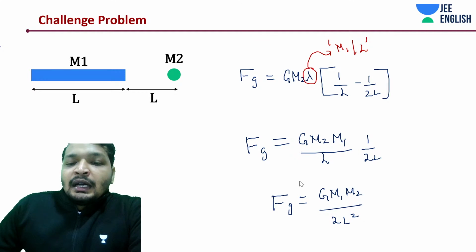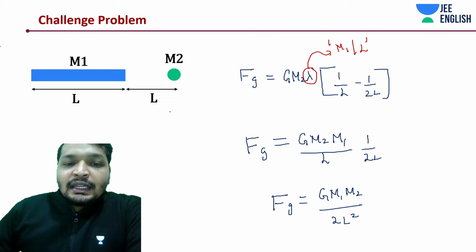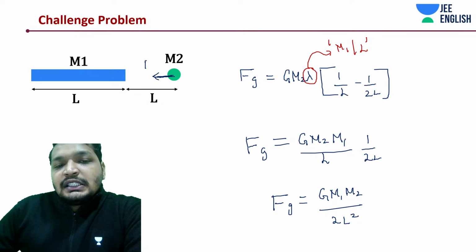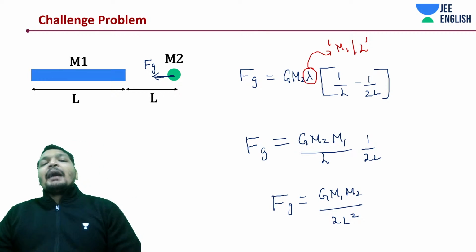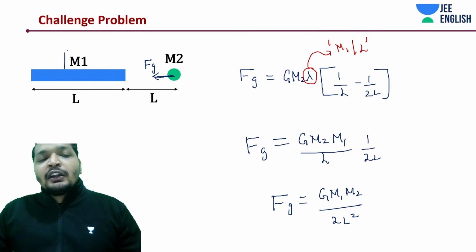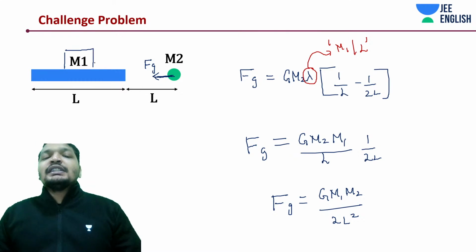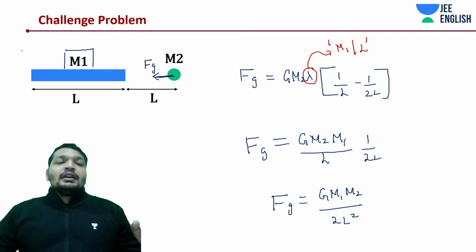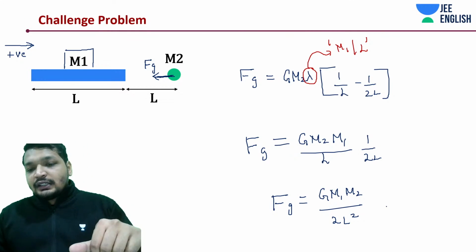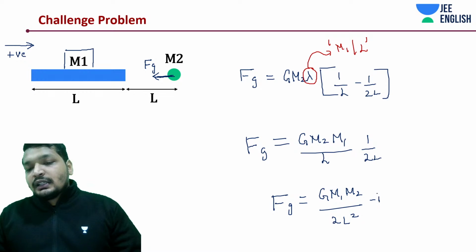So very important, sometimes this can be confusing while you're taking integration based problems. That's the reason I'm explaining it to you, especially when it comes to distributed masses. Fg is the force applied by your mass m1, this rod, on the point mass m2, which is in the minus x direction. If I call this positive x and this is lying on the x axis, then this is going to be negative x. So this would be written as minus i cap.